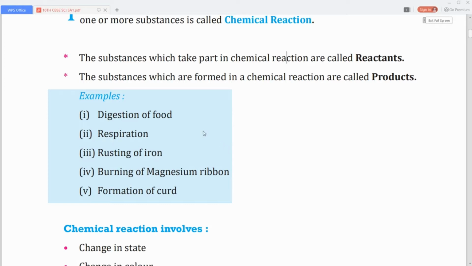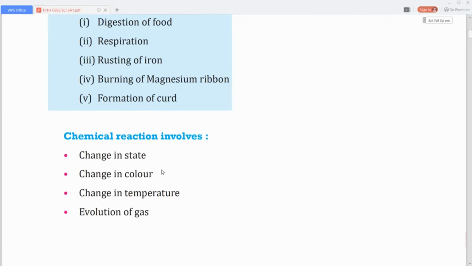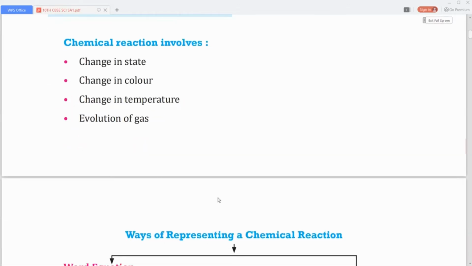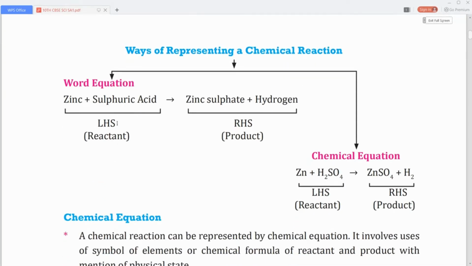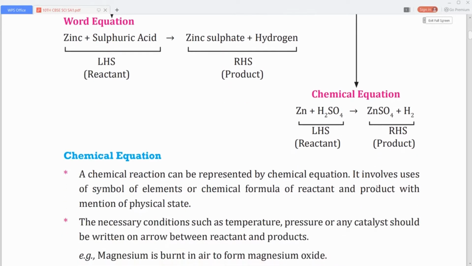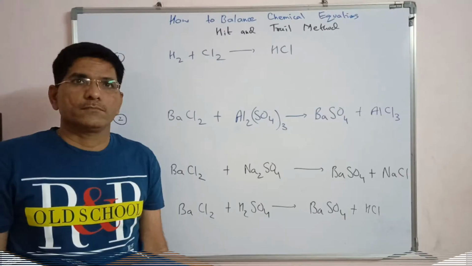Examples are digestion of food, respiration, rusting of iron, burning of magnesium and formation of coal. These are all chemical reactions involving change in state, such as solid, liquid, gas, change in color, change in temperature, and evolution of gas. It can be represented in two ways: in words, and as a chemical equation. So that is sufficient for today. We have now understood what a chemical equation is, what a chemical reaction is, and what a reactant is.